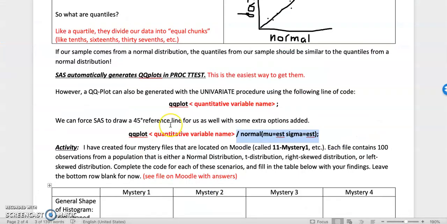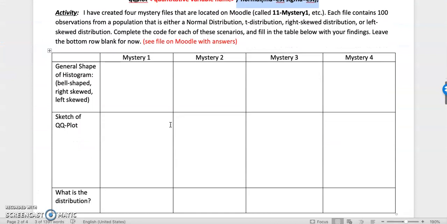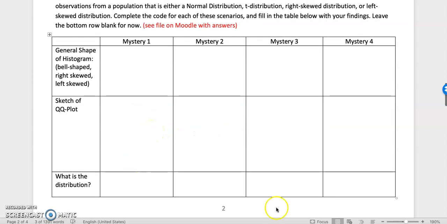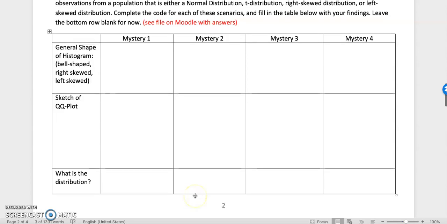If I go back to the notes one more time, there's an activity that I want you to take some time to do. You're going to look at four different mystery files. They're just 100 observations from some sort of population. Each population is either a normal distribution, a t-distribution, a right-skewed distribution, or a left-skewed distribution. You're going to describe what the histogram looks like when you look at it. Does it look bell-shaped, right-skewed, left-skewed? Make a little sketch of the QQ plot, so look at what you see, and then take a guess at what the distribution is. I'll have solutions posted that give you the actual answers for those.